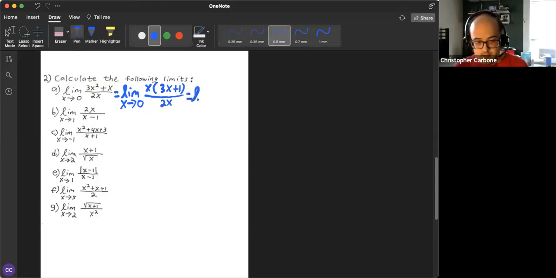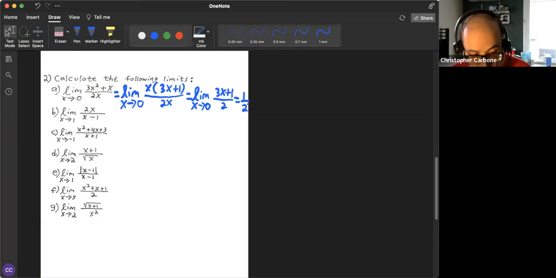So this is the limit as x approaches 0 of, this would just be 3x plus 1 all over 2. And now we could pop 0 in. Popping in 0 makes 3 times 0 plus 1 divided by 2. So this would just give us a fraction of 1/2 for that one.